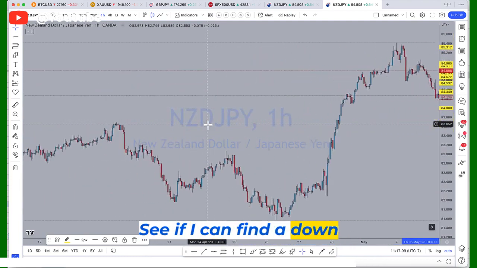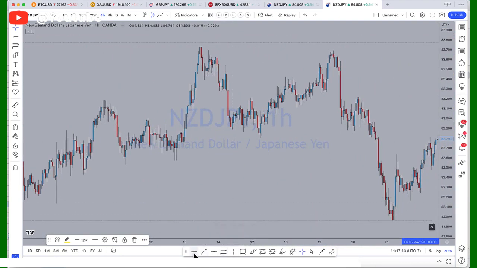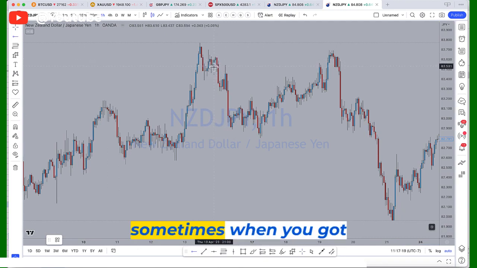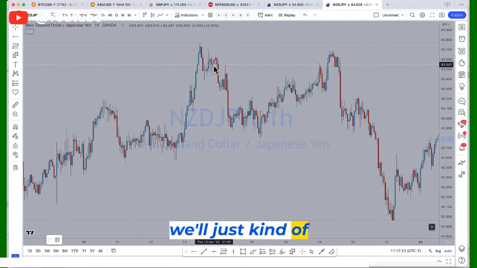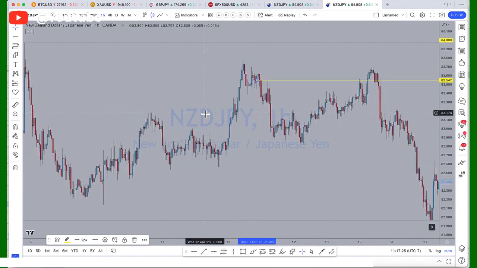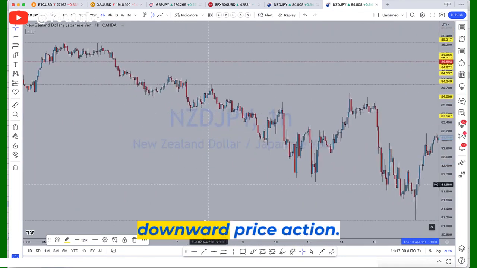Let's see if I can find a down one. It's kind of a down trending market. You got this explosion out, and that didn't quite reach it. Now, sometimes when you've got two small ones, we'll just consider that one candle. If you did that, that was a good one. Let's see, this is mostly going up. I'm trying to find some downward price action.